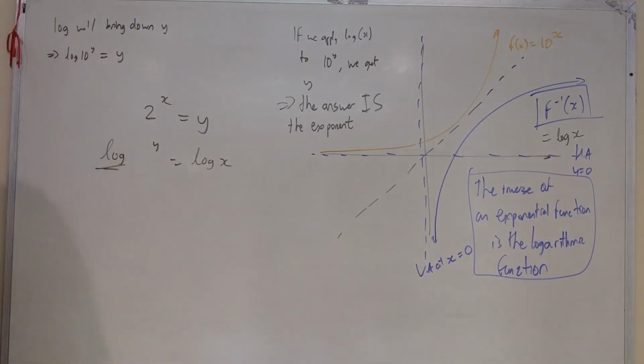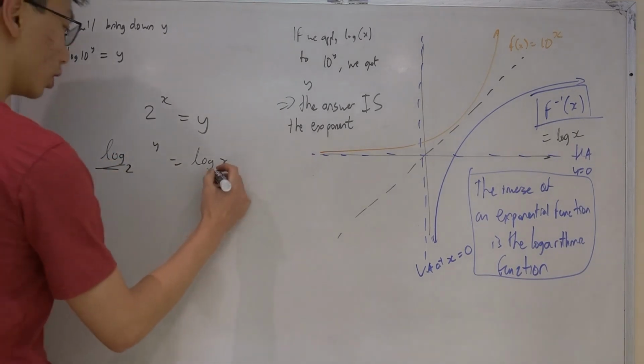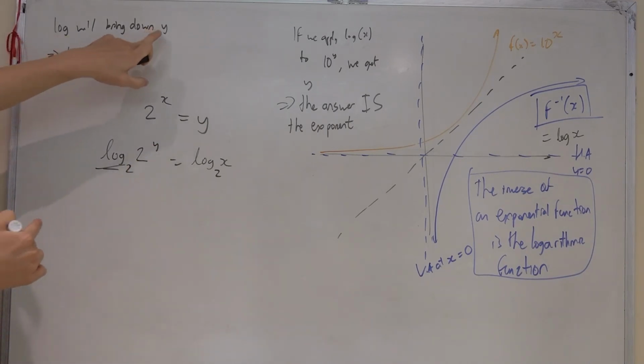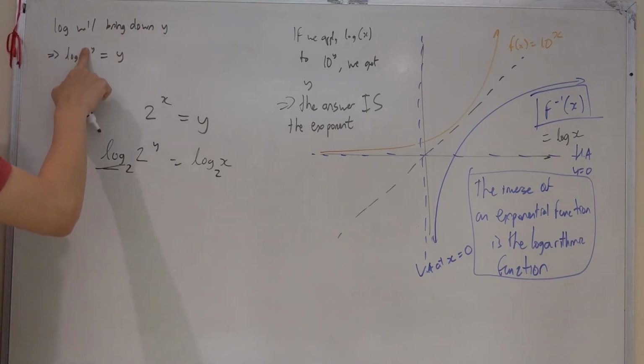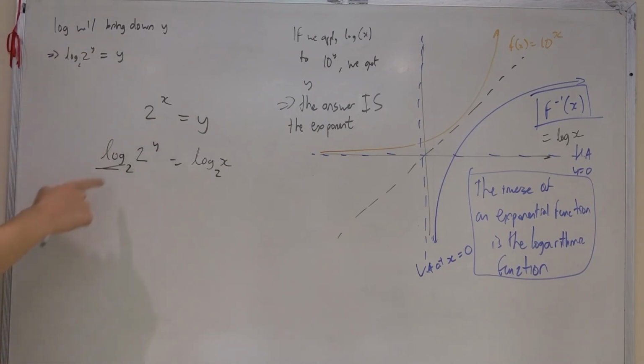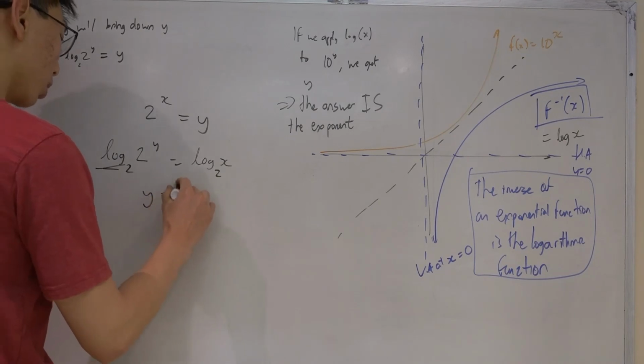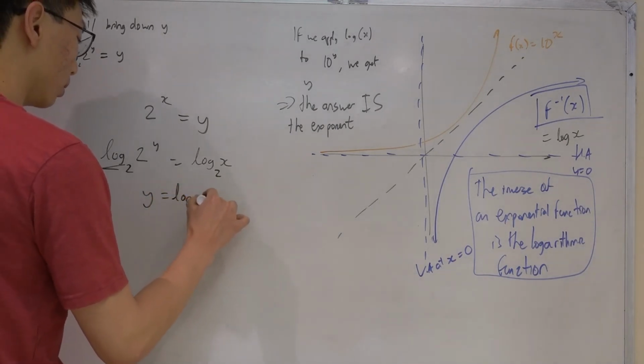So maybe we'll call it something. We'll call it log 2. We'll put a 2 in the bottom just to tell us what this function does. It will bring down y, but not from 10 to the y, it will just kill 2, right? So the bottom tells you what it kills. And because these two match, it sort of removes it, and then you just get y is equal to log 2 x.